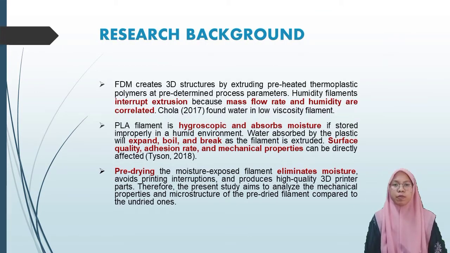FDM is one of the 3D printing techniques that is widely used in industry. FDM creates a 3D structure by extruding preheated thermoplastic filaments at predetermined process parameters. Humidity is one of the factors that contribute to 3D printed quality. Humid filaments will interrupt the extrusion of the filaments during the FDM process. This is because the mass flow rate and humidity are correlated.